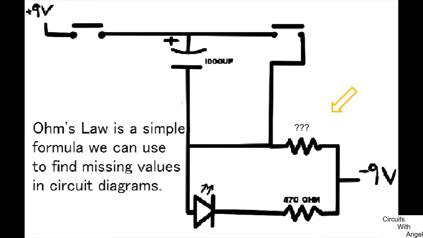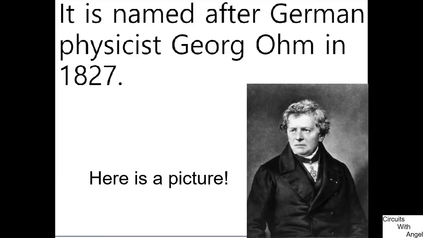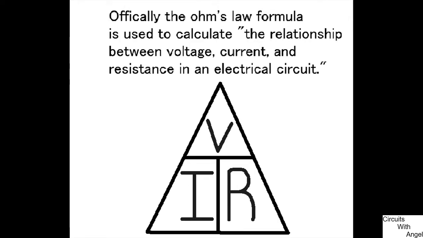Now, if you don't know what Ohm's law is, I suggest you go look at the video I made previously before we start. But here it is anyways. Ohm's law is a simple formula that we can use to find missing values in circuit diagrams. It is named after German physicist George Ohm in 1827. Officially, Ohm's law formula is used to calculate the relationship between voltage, current, and resistance in an electrical circuit.